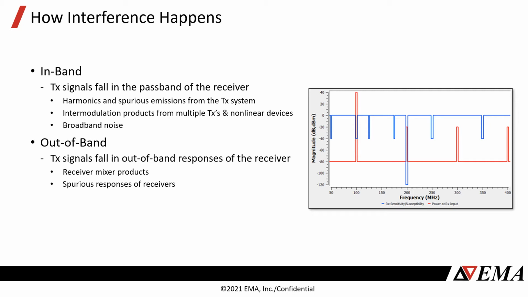For the transmitter, we show the red trace, where we have the fundamental, and then the second, third, and fourth harmonics. So in this very simple example, we have both types of interference occurring. The second harmonic of the fundamental falls in the passband of this receiver, and the fundamental of the transmitter falls in a mixer product for the receiver.